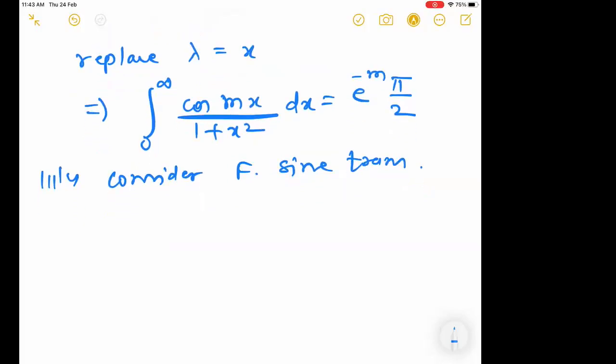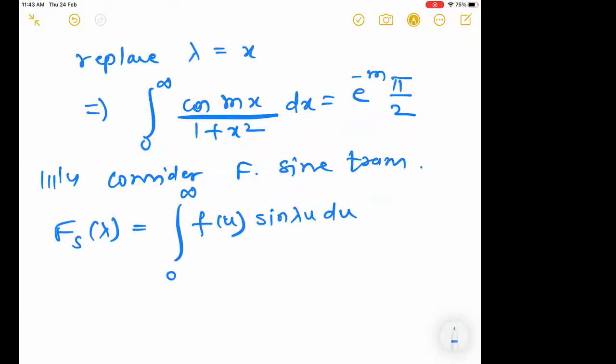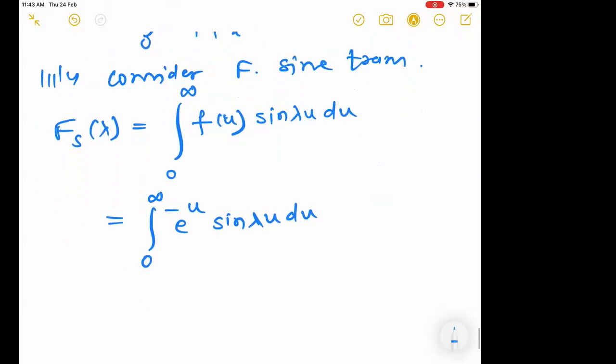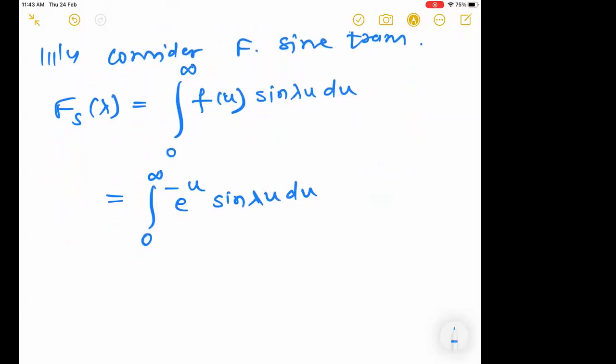Now take the sine transform. What is the definition of the sine transform? If s of lambda is equal to the integral from 0 to infinity of f of u into sin lambda u du, correct. So f of u is e raised to minus u once again. Simplify that and tell me quickly the answer using the sine formula: e raised to minus u sin lambda u du.